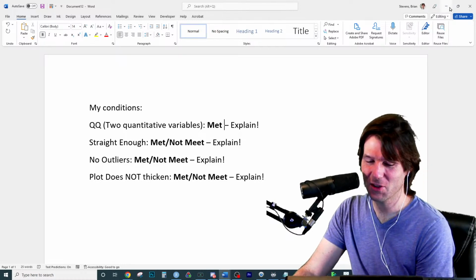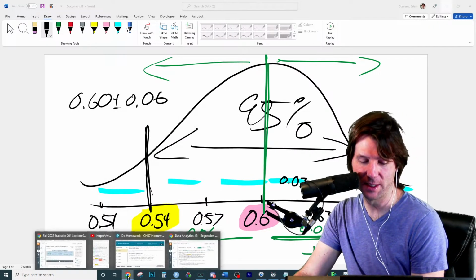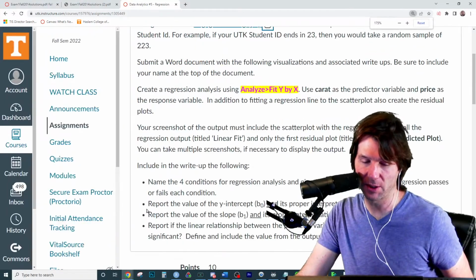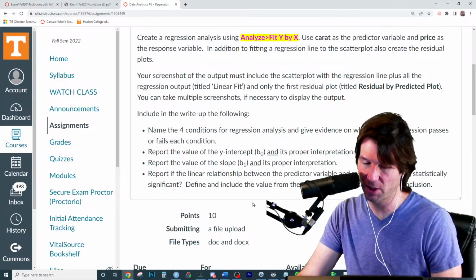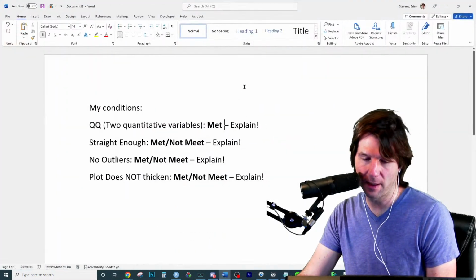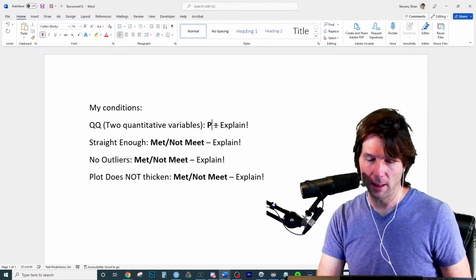So you literally have to have 2 quantitative variables to do regression. You have to have that. Name the 4 conditions for regression analysis and give evidence of whether the regression conditions pass or fail. So you could technically change these from met, not met to pass, fail.